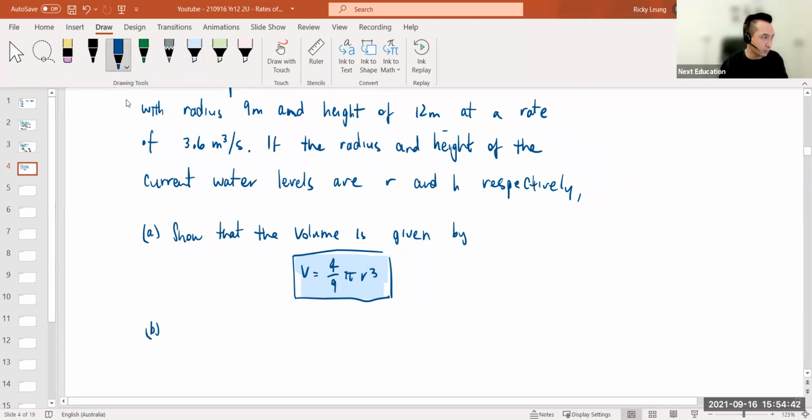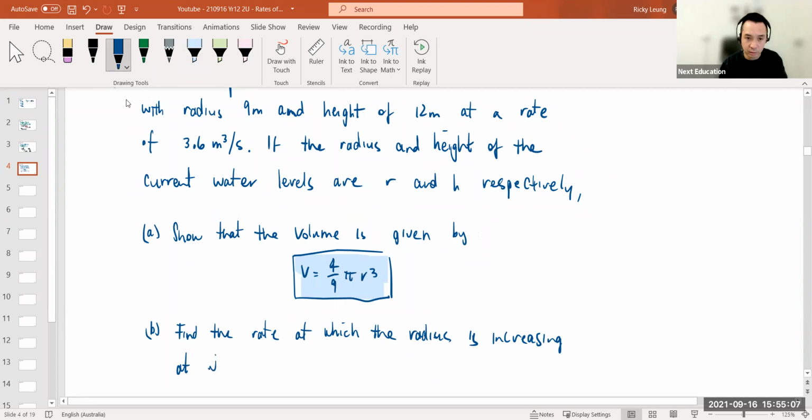Part B: find the rate at which the radius is increasing when R equals 2.4 meters.